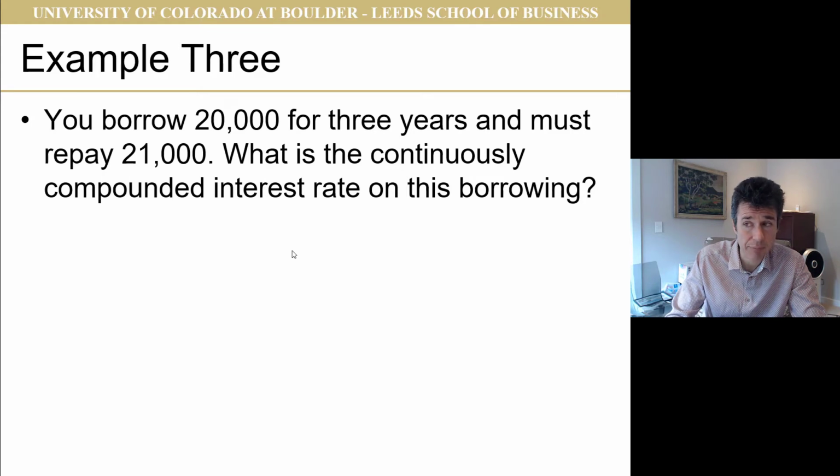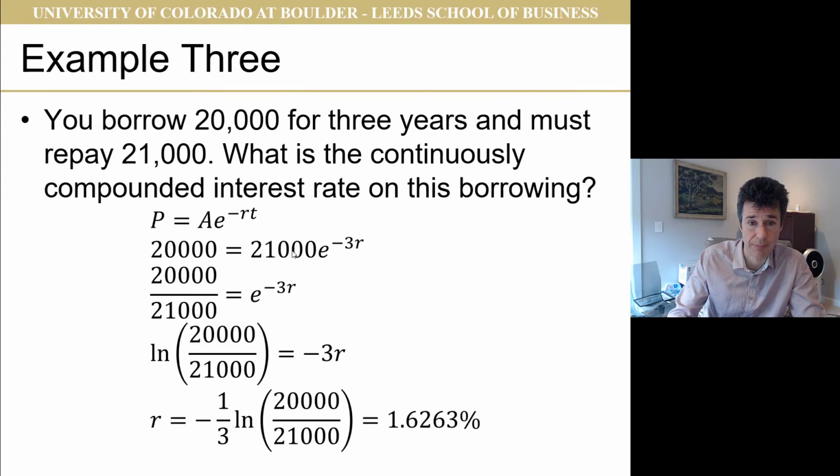Finally, you borrow $20,000 for 3 years and must repay $21,000. What is the continuously compounded interest rate on this borrowing? So here we've got a little more work to do. P equals A e to the minus RT. So $20,000 equals $21,000 e to the minus 3R.